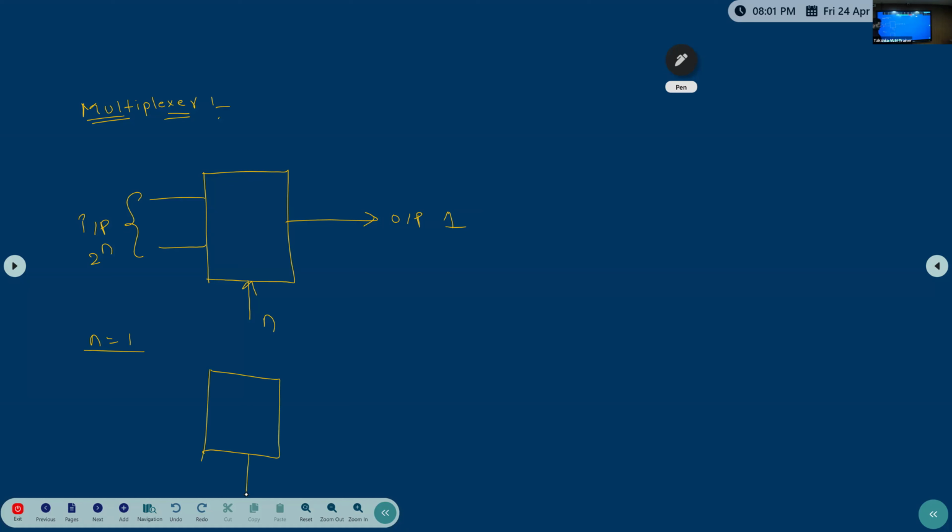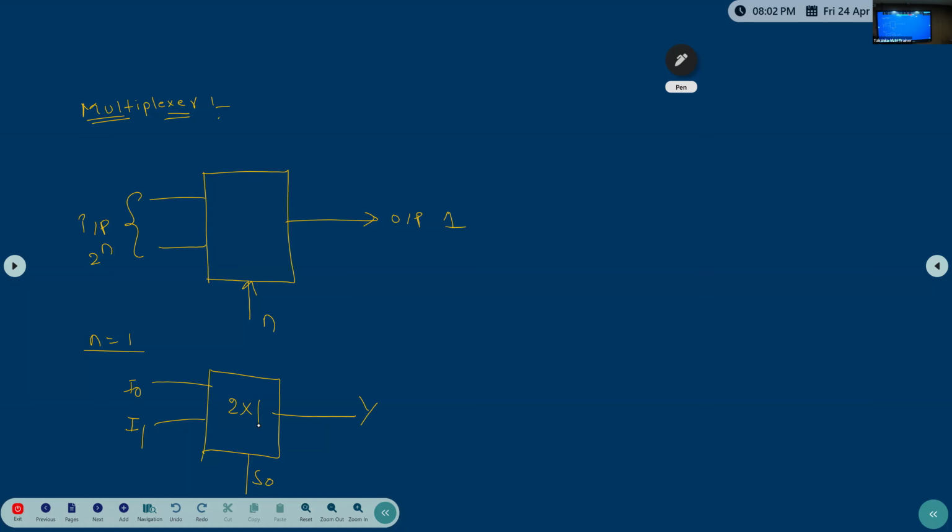One selection line will be there, and two inputs will be there. I am calling the selection line S0, the two inputs I0 and I1, and one output will be there, that is Y. This only is called a 2:1 mux. If n equals 1, then 2:1 mux. N equals 2, 4:1 mux. N equals 3, 8:1 mux.